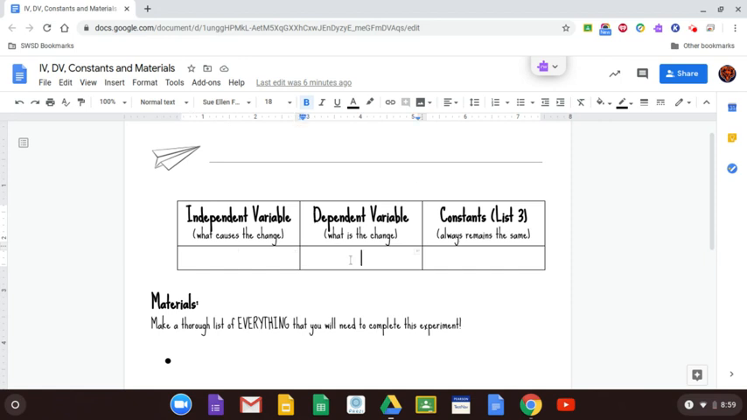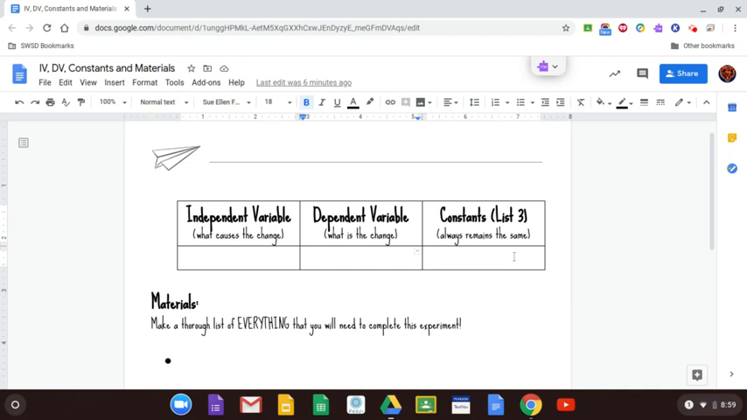For your dependent variable, you're going to say, what is the change? If we make that change to our paper airplanes, what is the result going to be? So what is the end thing that we're going to be measuring? Okay, that's our dependent variable.